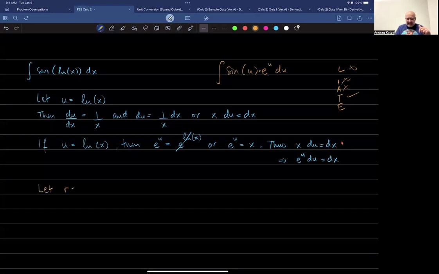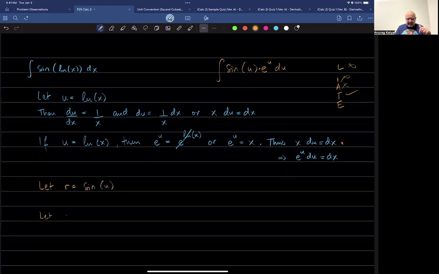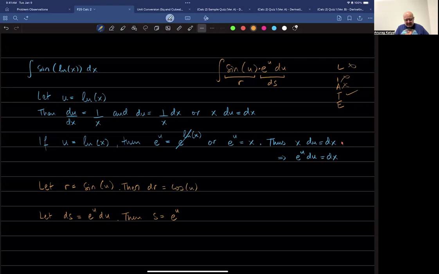So let r, I'll start you off, but I'm going to have you finish. Let r equal sine of u, and we're going to therefore let ds equal e to the u du. So this portion will become r, this portion will become ds. So this would imply s would equal e to the u, and dr would be cosine of u. Apply parts, and you should have your answer pretty painlessly.